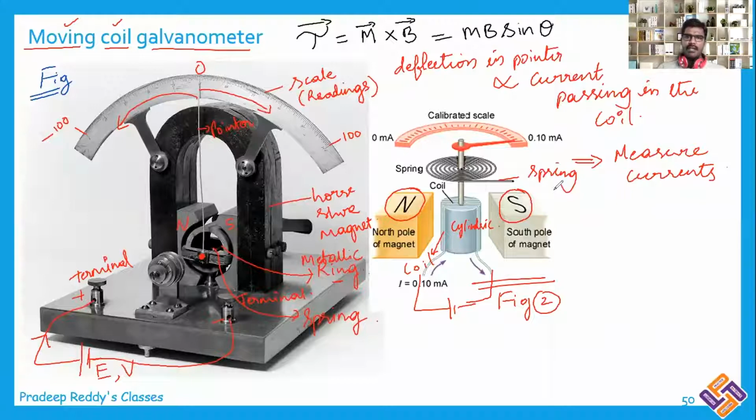Spring will always oppose the motion of coil. If spring is rotated left side, coil will be deflected right side. If coil is deflected left side, spring will be forcing it to move right side. So based on that, upon this scale, you are able to see current calibrated, which is on the deflecting scale. This is how moving coil galvanometer principle works.